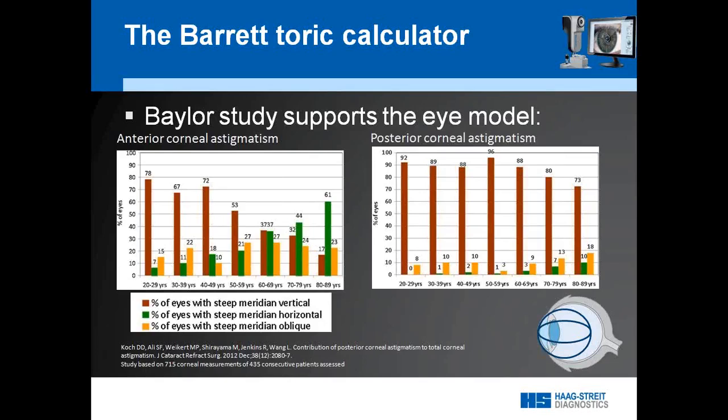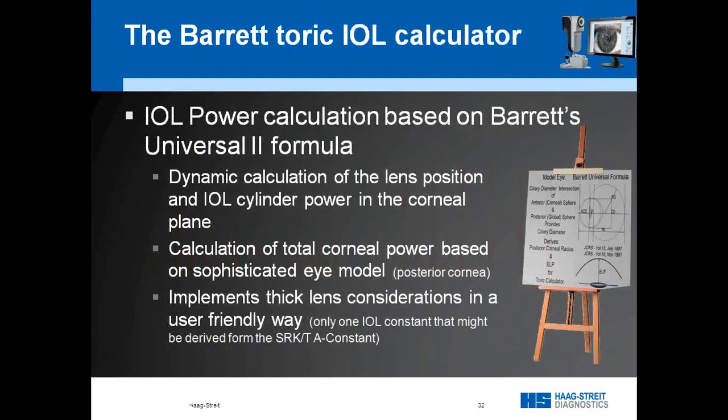On the other hand, we have the posterior cornea, and there we don't see this effect at all. So the posterior cornea always has the steep meridian vertical and doesn't show an age dependence. And that's exactly what Barrett is using in his toric calculator to design an eye model of the posterior cornea based on anterior measurements. So let's have a look at how this turns out in the real world.